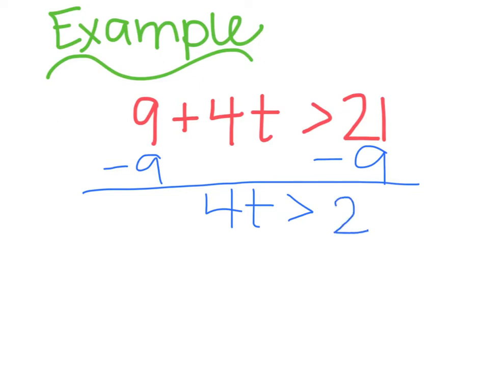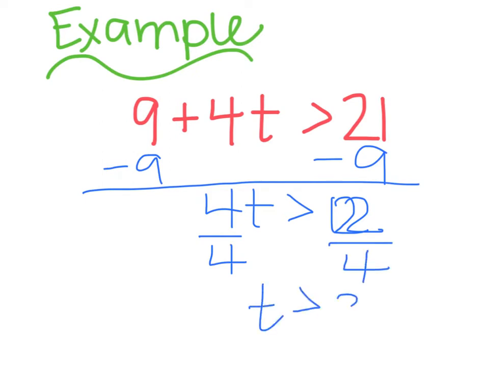oops. I was going to write 20, that's no good. 12. And then divide by 4 on both sides. And t is greater than 3.